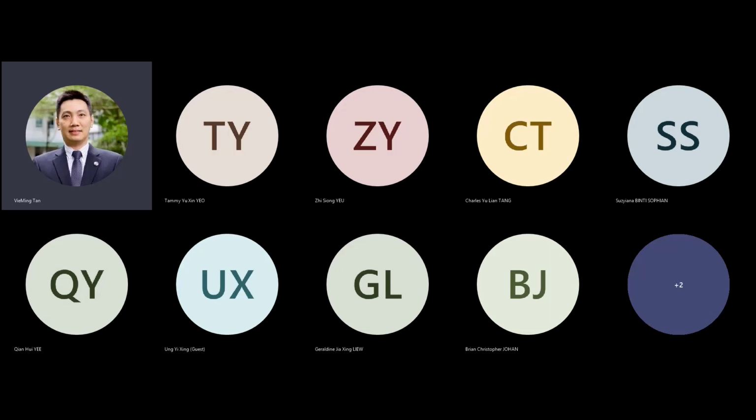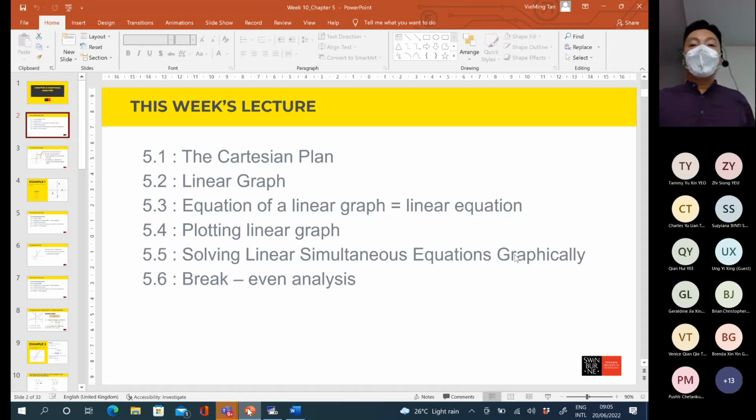Okay, what are we going to learn? We are going to learn what a Cartesian plane is. Then after that, we'll learn the meaning of a linear graph. Then we'll learn how to draw the linear graph and how to form a linear equation, followed by how to solve linear equations that involve more than one linear equation at the same time, in order to get the x and y values.